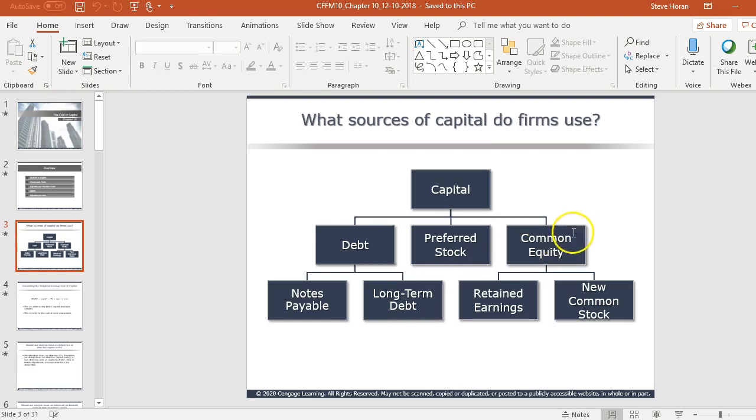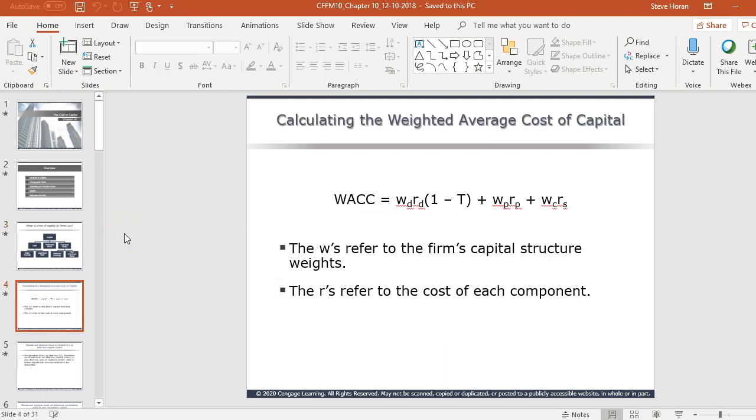And then common equity includes both retained earnings, so basically your own earnings that you keep, and the issuance of new common stock. But the big three are right in the middle here, but keep in mind debt has two components and equity has two components. Common equity has two components.